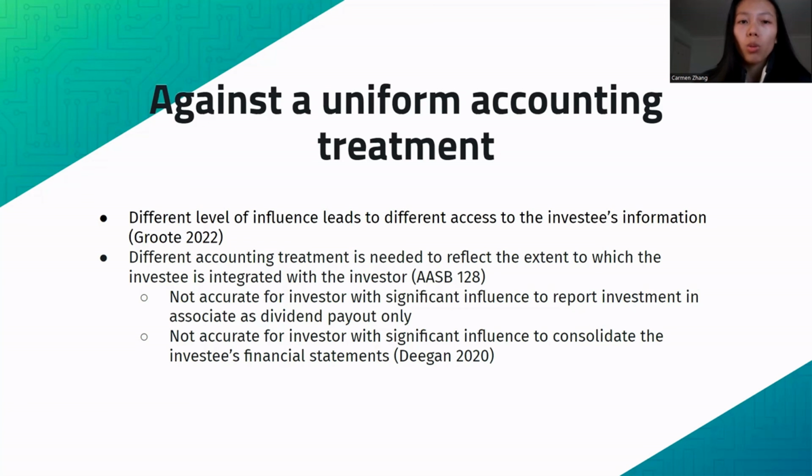Uniform accounting treatment would mean compromises in the amount of disclosure available to the public, as the level of information available is different for different levels of influence. And since investors with significant influence can contribute to the investee's decision-making, they should claim proportional share of the associate's profit as permitted by the equity method. However, the equity method is susceptible to potential manipulation and should be improved with mechanisms as suggested above.